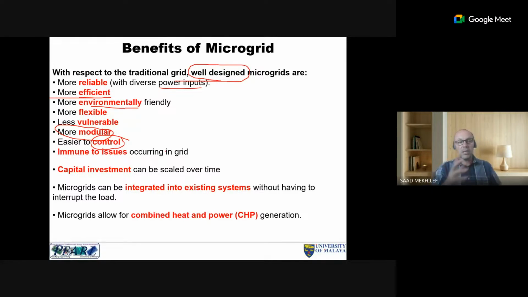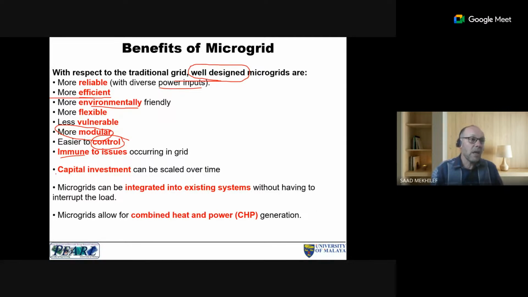It's also immune from any grid issues because when we design this microgrid, it can operate in both modes, as I said before. It should be able to operate isolated and also grid connected, most of them, especially if you have the grid.